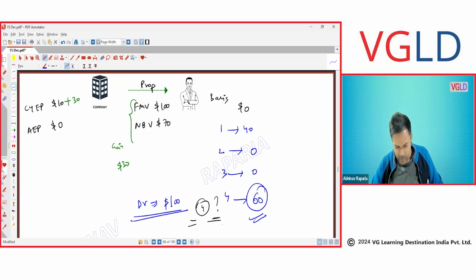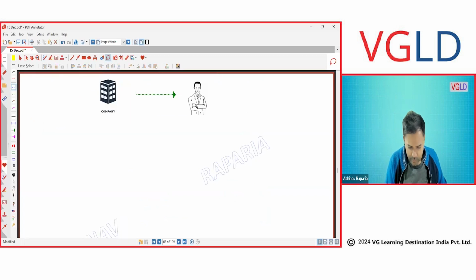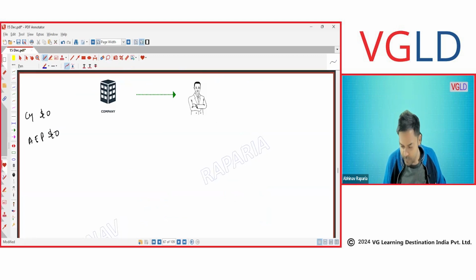Okay, let's do one more. I was expecting people to do it, but no problem. Let's try one question quickly and then I'm going to move. Current E&P is 0. Accumulated, 0. I'm transferring, fair market value is 100. Net book value is 10. Basis here is 0.